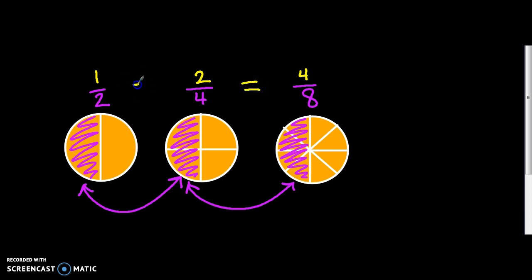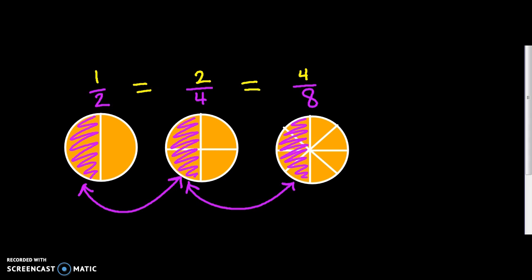These amounts are all equivalent. One half is equal to 2/4, which is equal to 4/8. They're all the same amount. They're just different numbers. And I could keep on going. I could divide my pizza into 16 slices, and if I still ate the same amount of pizza, it would be 8/16.